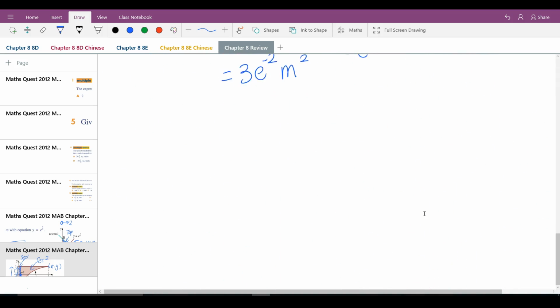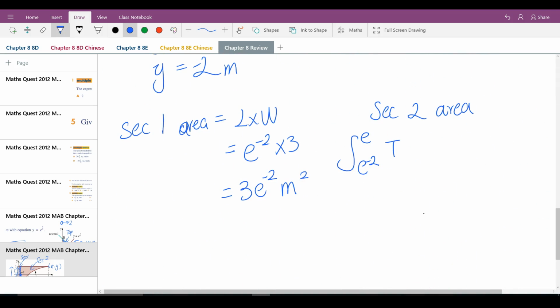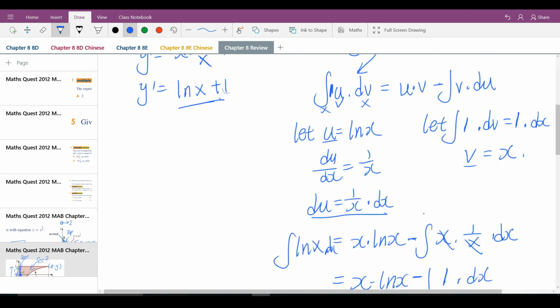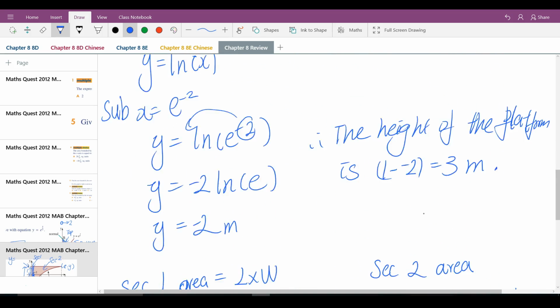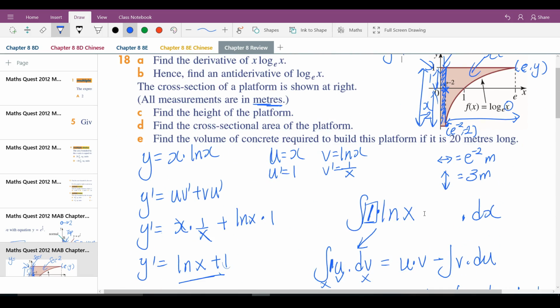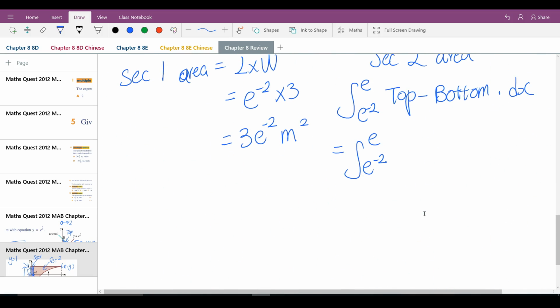And it's always top minus bottom, and then integrate with respect to x. All right, so which one is our top function? I believe the top function is a straight line, the straight line y equal to 1. That would be our top function. So the top function will be 1 minus the bottom function, which is ln x.